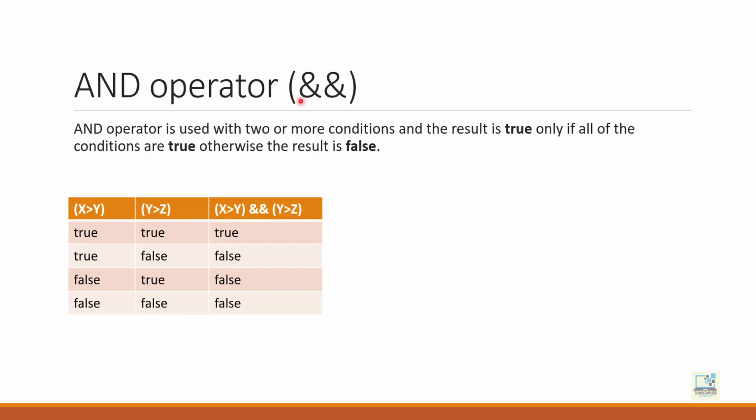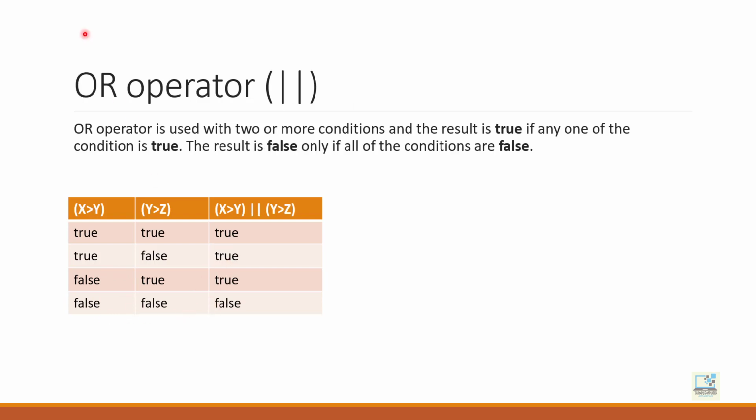Next one is the AND operator. AND operator is used with 2 or more conditions, and the result is true only if all of the conditions are true. Otherwise, the result is false. I have the first condition x greater than y and the second condition y greater than z. If I combine them using the AND operator, it will be x greater than y and y greater than z. Now if first condition is true and second is true, then only the final result is true. If any one of them is false, then the result is false.